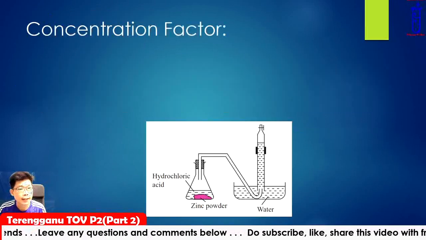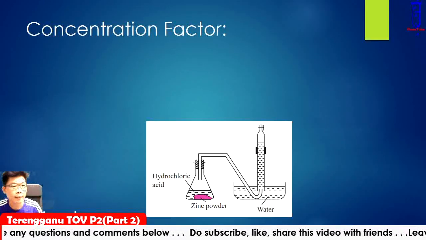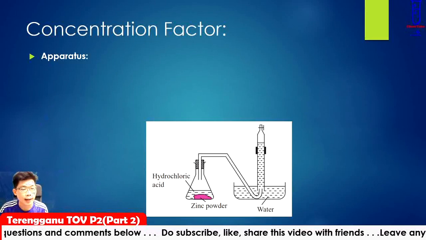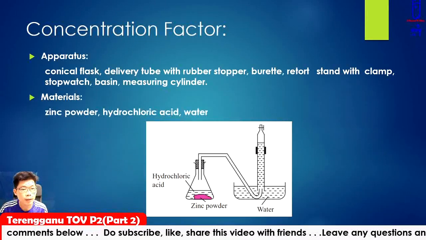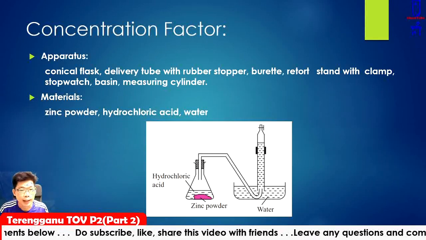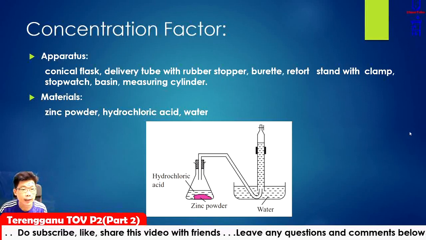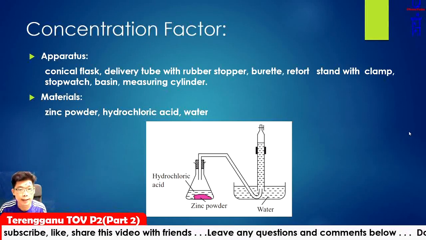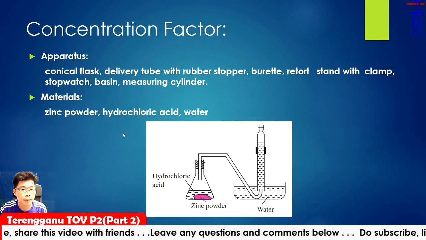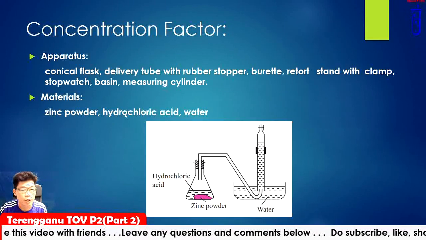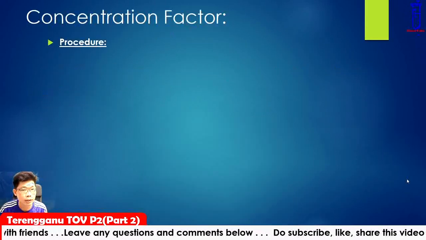Okay, next, if we want to mention the concentration factor, the apparatus and the materials are the same. Just here we no need to put in any catalyst. Just now we needed the copper(II) sulfate solution as a catalyst. Here the manipulated variable will be the concentration of the hydrochloric acid. So let's see the procedure.